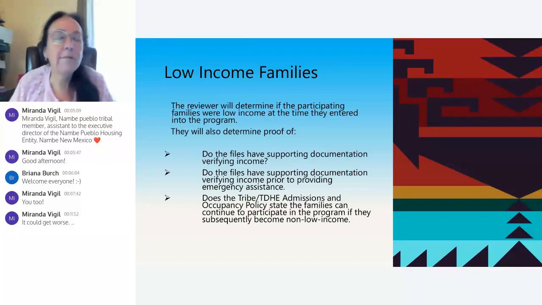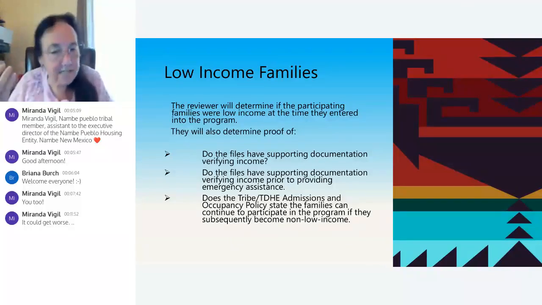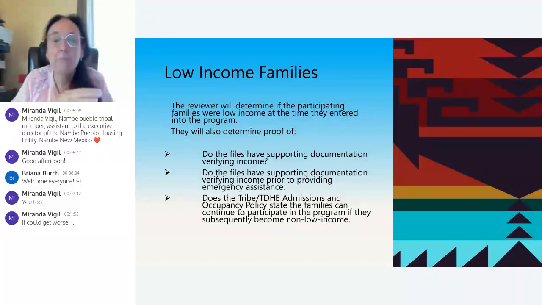So your lower income family, the reviewer is going to determine if the participating families, again, were low income at the time they entered your program. They're going to also look for proof. Do you have files supporting documentation that verify their income? Do the files have supporting documentation verifying income prior to providing them perhaps emergency assistance? Does your tribe, does your TDHE, does your admission policy state the families can continue to participate in the program if they subsequently become non-low income?